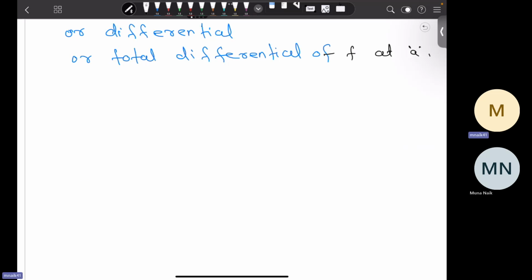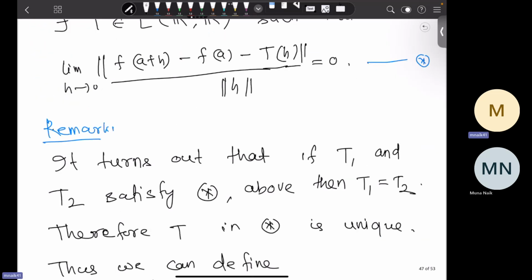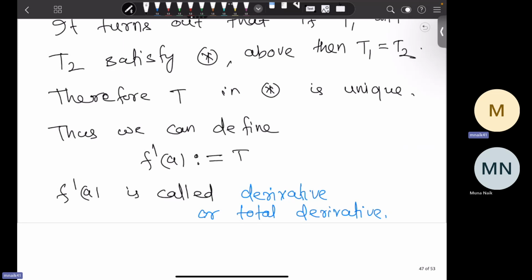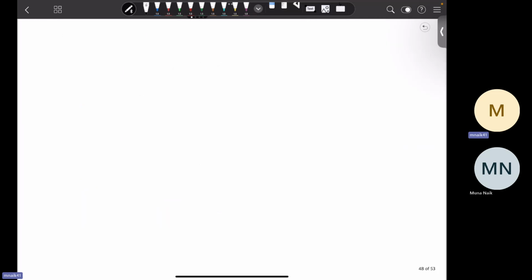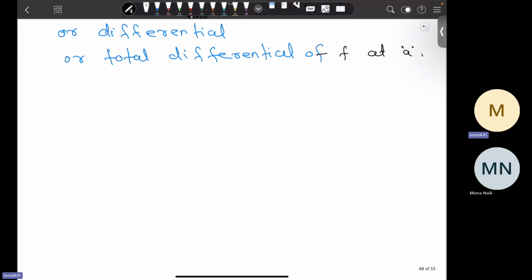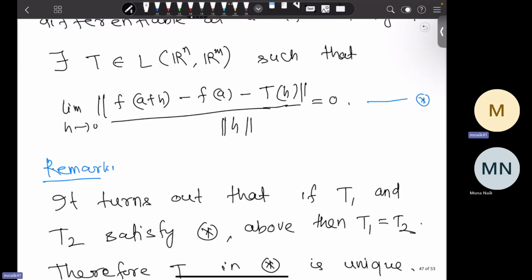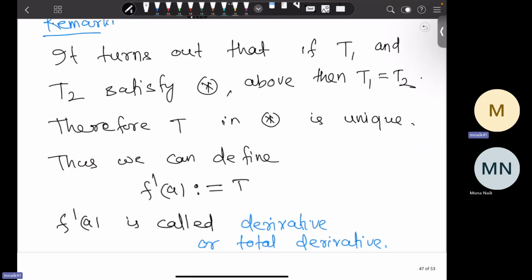Since this linear map T is unique, we can define f prime a equal to T, and f prime a is called the derivative or total derivative, or differential or total differential of f. We will prove this remark shortly.